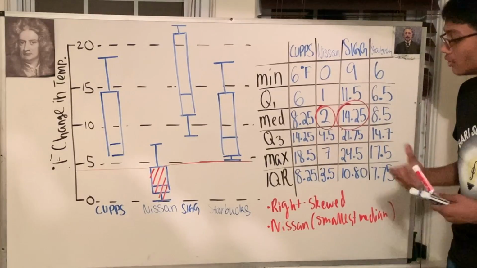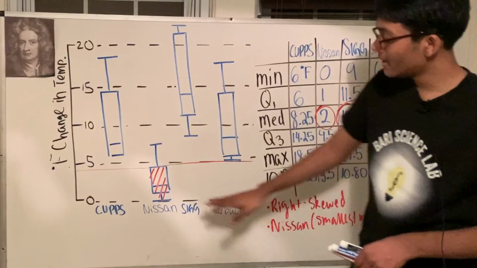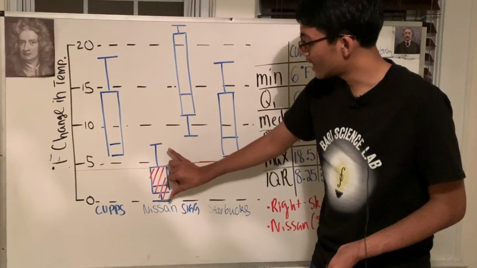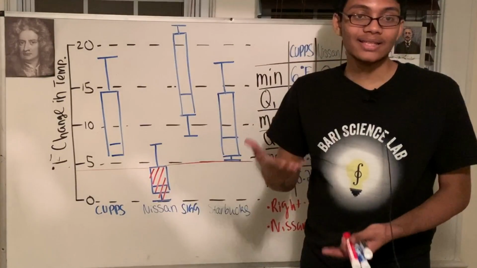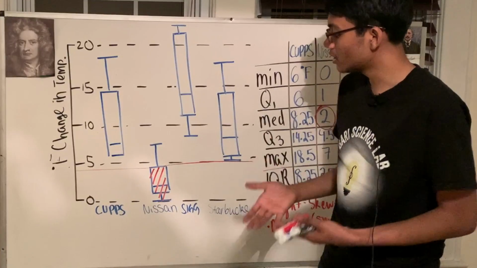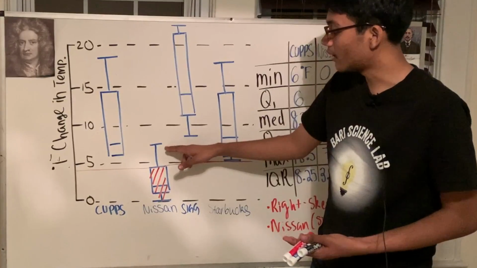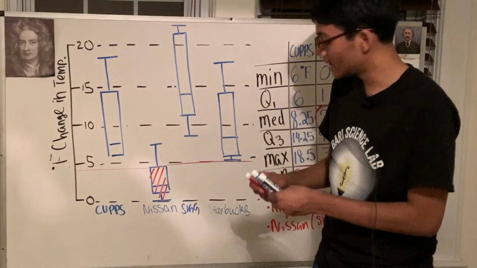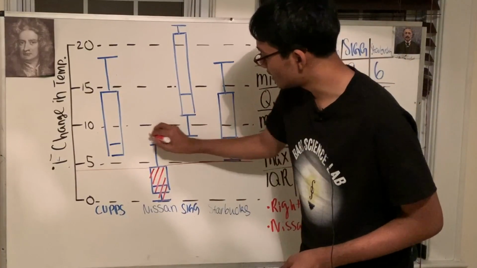And so you conclude that Nissan, it has the lowest median, right? So it preserves the greatest temperature. It has the lowest variability, so it has the least change, or least risk of losing a high temperature. And so you conclude that Nissan is the best in the market.